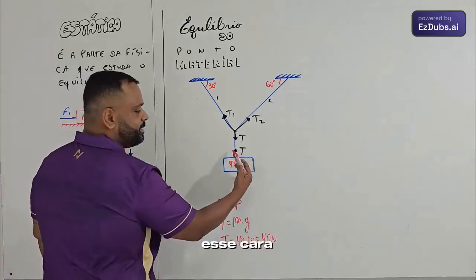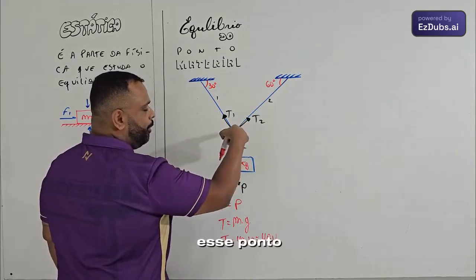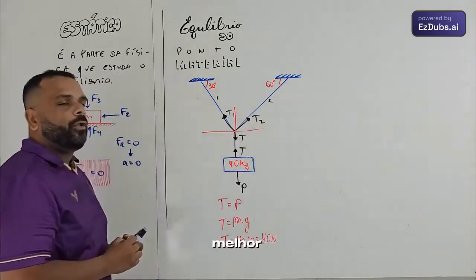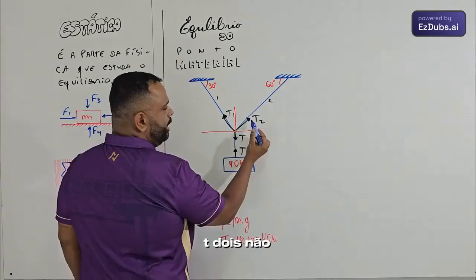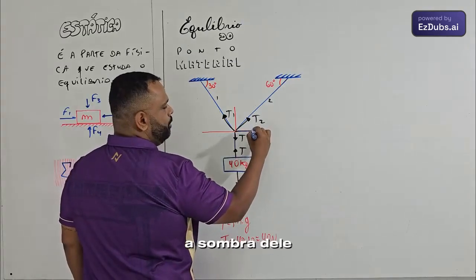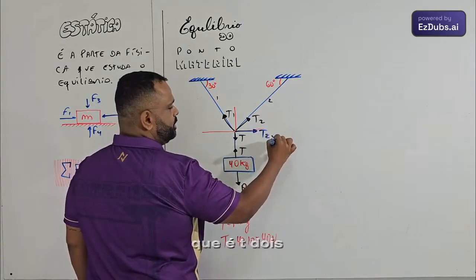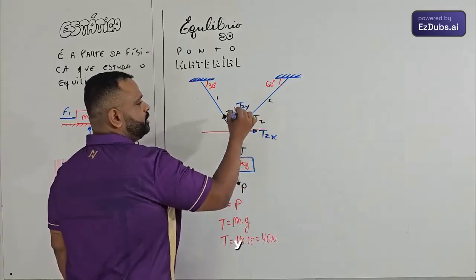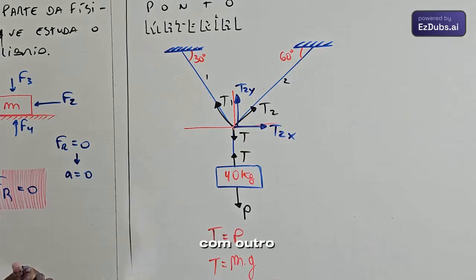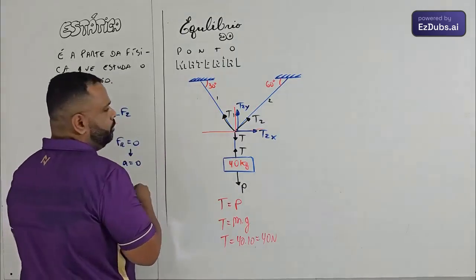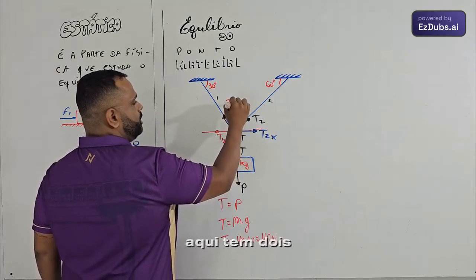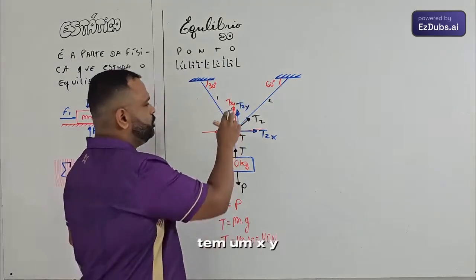I want to analyze this point. Let me draw an X and Y here, just to help you think better. T2 is inclined, so you get its shadow on X, which is T2X, and its shadow here, which is T2Y. I'm going to do the same thing with the other one: T1X, which is toward here, and up here T1Y. Can you see? T1X, T1Y.